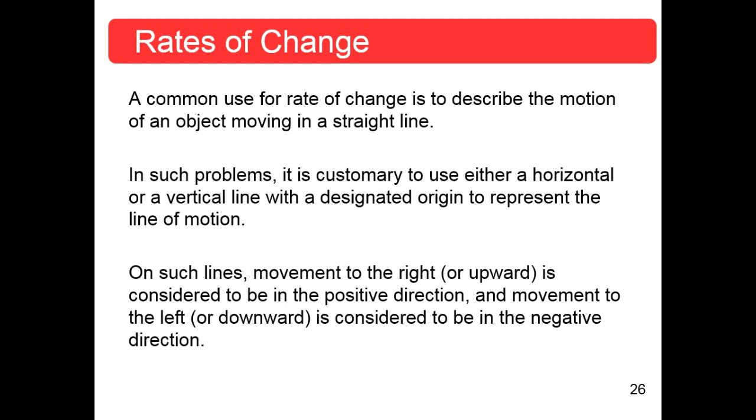A common use for rates of change is to describe motion of an object moving in a straight line. Now this is a pretty simple problem. It's customary to use either a horizontal or vertical line with a designated origin to represent the line of motion. That's a poor sentence. How does the origin represent the line of motion? I don't know. On such lines, movement to the right or upward is usually considered to be positive. Movement to the left or downward is considered negative. Okay.